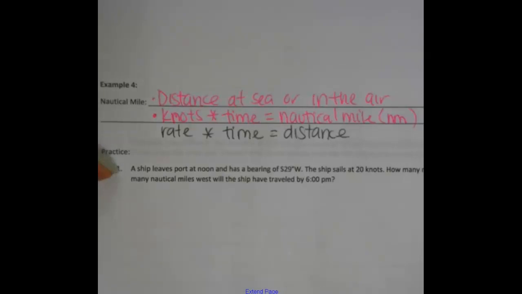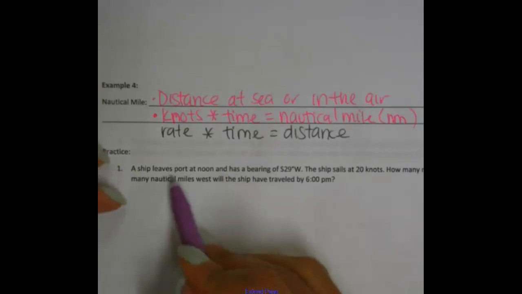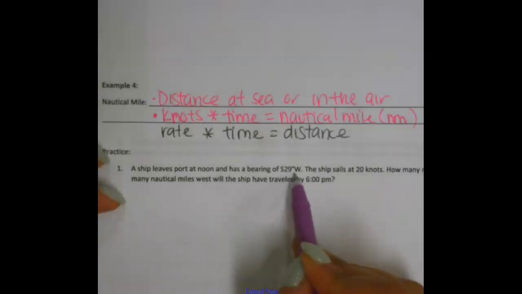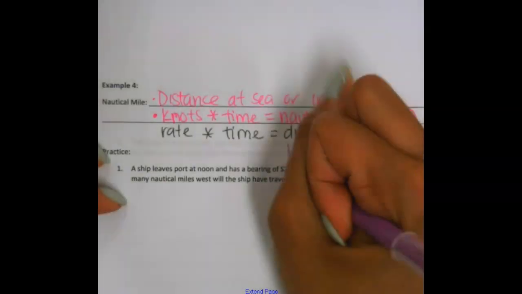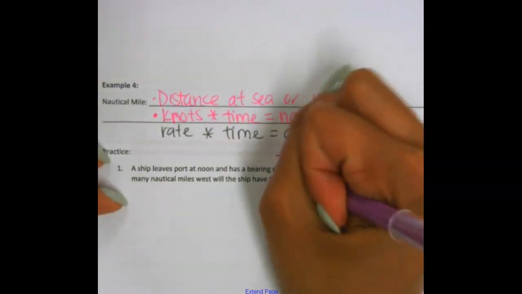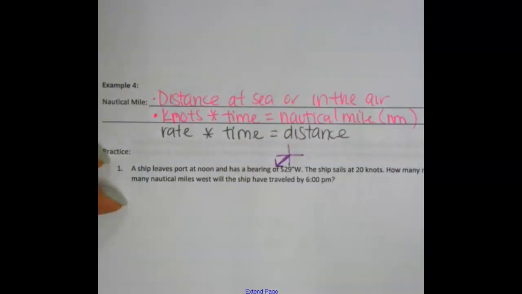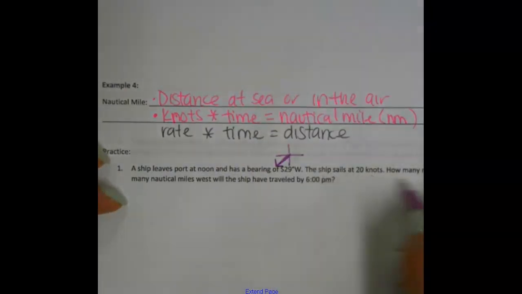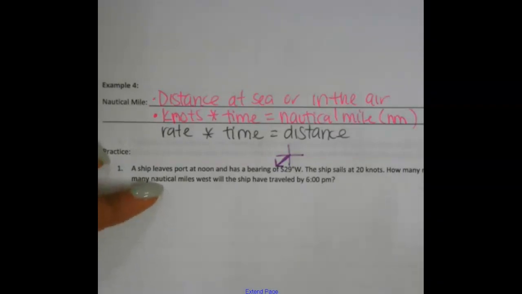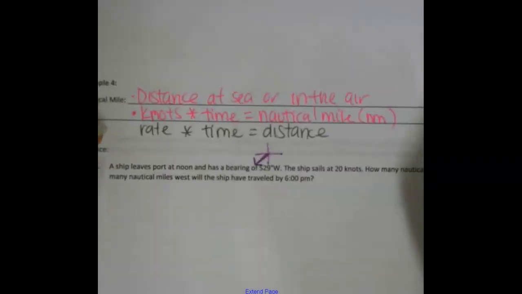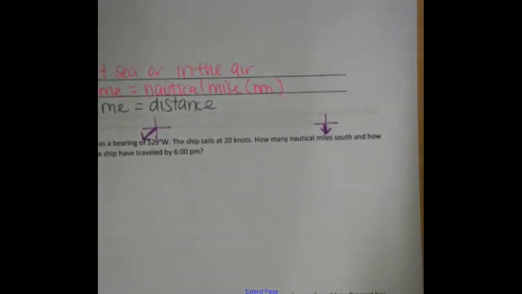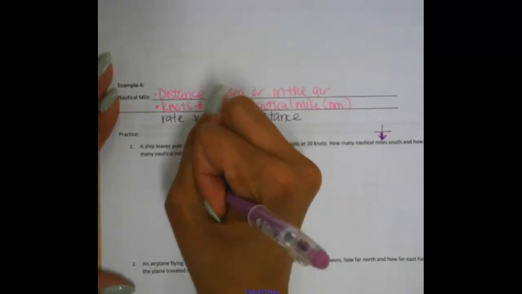For question 1, this one says a ship leaves port at noon and has a bearing of south 29 degrees west. Let me draw that out. Southwest is in this little area. The ship sails 20 knots. How many nautical miles south and how many nautical miles west will the ship have traveled by 6 p.m.? Okay, so nautical miles south, that means it's going straight down. How far straight down? And how far west, which is going to be to the left.